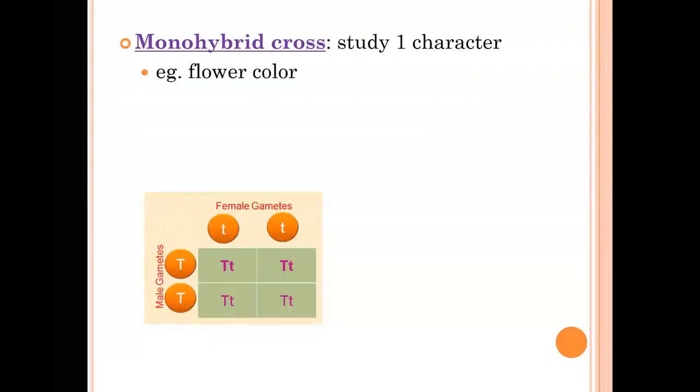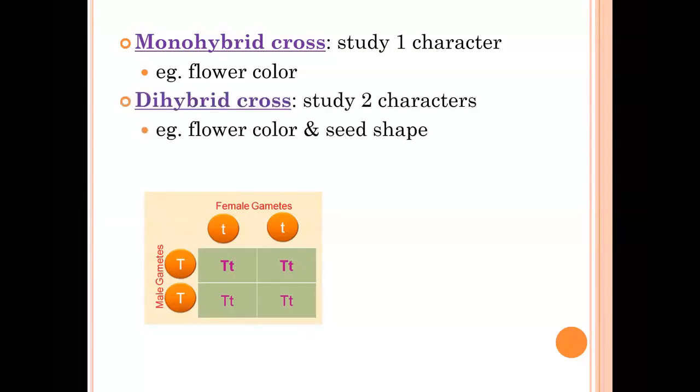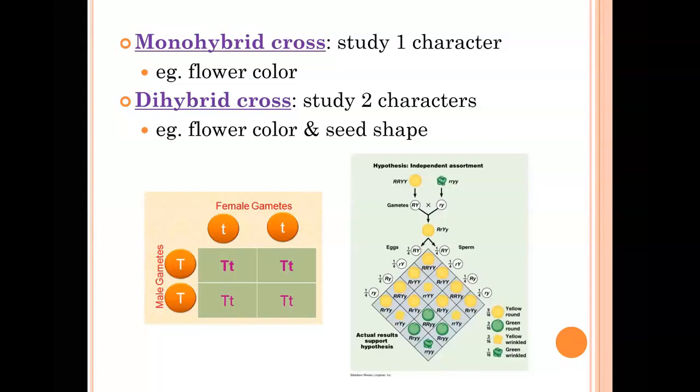Okay, so far we have looked at a monohybrid cross where we're studying only one characteristic, like flower color, and you use a 4-box Punnett square for that. A dihybrid cross is a Punnett square where you're studying 2 characteristics at one time, like flower color and seed shape. It is a 16-box Punnett square, supposedly, but I have shortcuts. I'm going to show you the shortcuts.